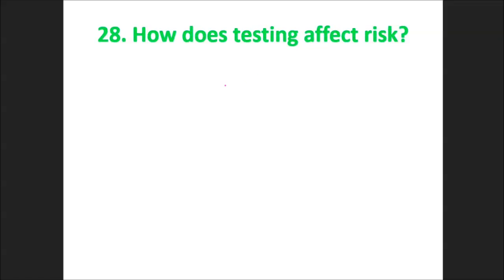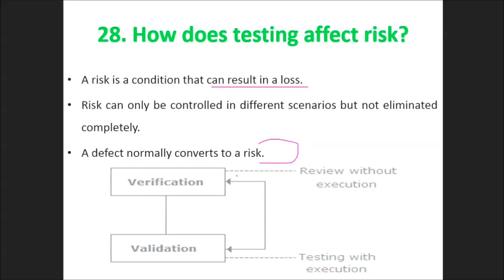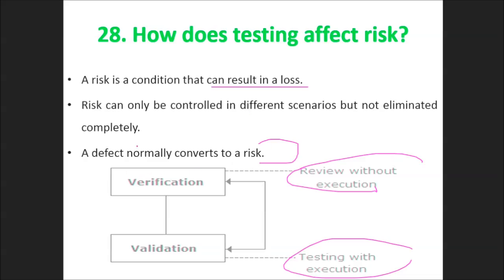Now another question may be, how does testing affect risk? A risk is a condition that can result in a loss. Risk can only be controlled in different scenarios but is not eliminated completely. A defect normally converts to a risk. So verification is a review without execution, and validation is testing with execution, and when an error comes, or when the risk comes, you have to see that both parts are equally important.